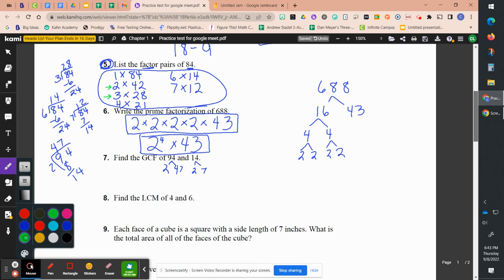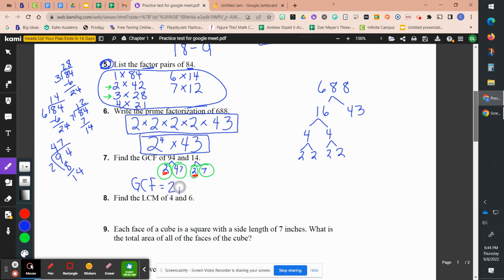Now, if you happen to have that chart, you can check back on that chart and see that 47 is a prime number, right? So we just have to find for greatest common factor what they both have in common. The only number they both have in common is a 2. So our GCF is 2. Okay.